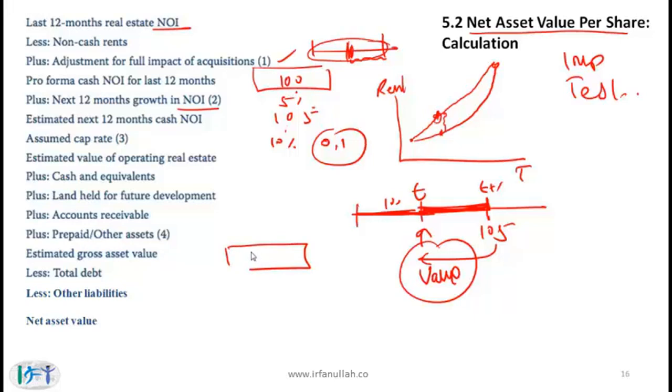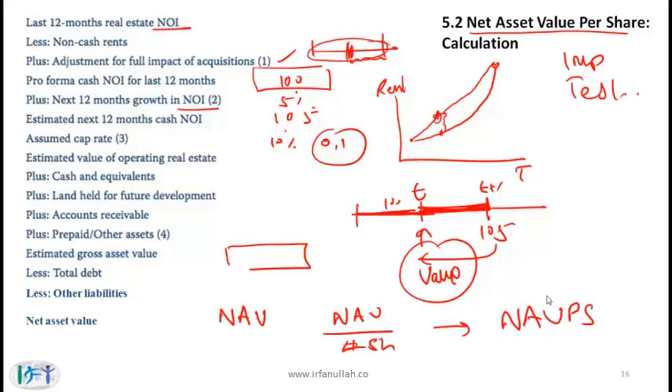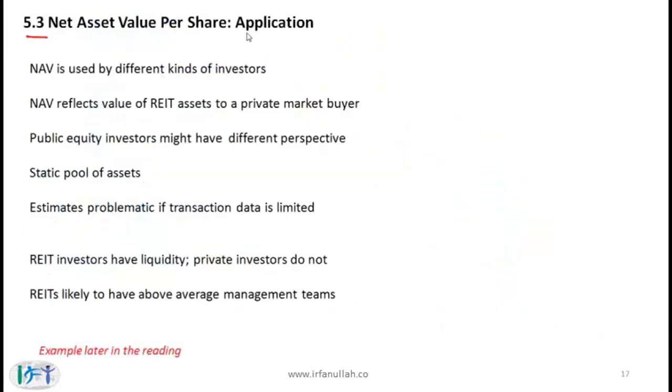Note that we do not incorporate intangible assets because there is too much subjectivity involved there. And then we subtract debt and other liabilities, and that will give us our NAV. We then divide NAV by the number of shares outstanding, and that gives us NAV per share. Very important calculation. There is a good chance that this shows up on your exam, so make sure you are on top of this. Section 5.3 talks about the application of NAV.